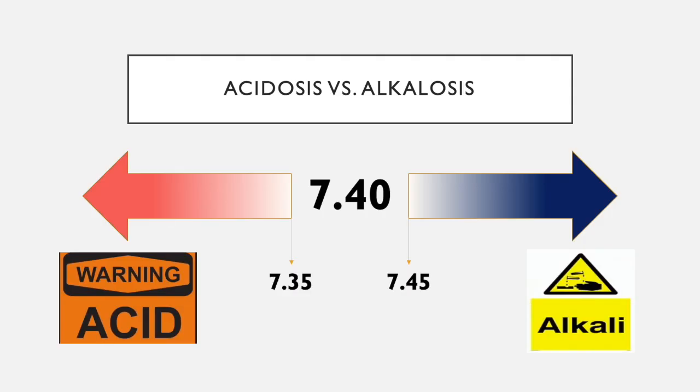Our bodies live in a very narrow margin on the pH scale. A normal pH for us is between 7.35 and 7.45. If the pH falls below 7.35, we call that acidotic. And if the pH is more than 7.45, we call that alkalotic.